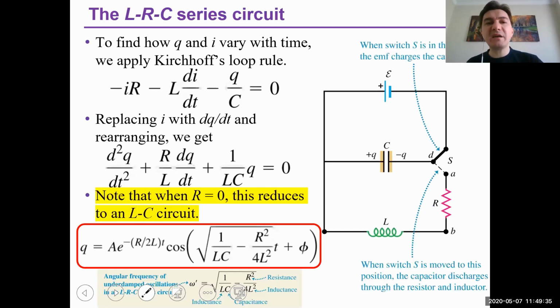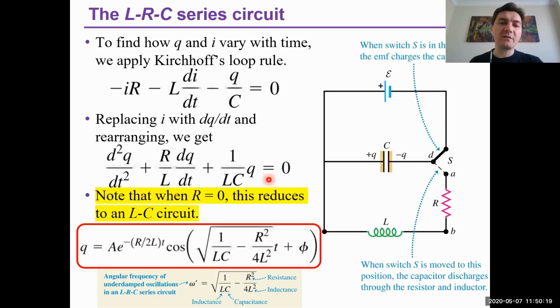So let's apply again Kirchhoff's loop rule for that circuit. We have resistor here, we have inductor and potential across the inductor, and here we have potential of the capacitor, and they are equal to zero according to Kirchhoff's loop rule. So here, instead of I, just use dq over dt, and then rearrange that equation. So finally we have this expression. What do you see here? We have one additional term here if you compare with the LC circuits.